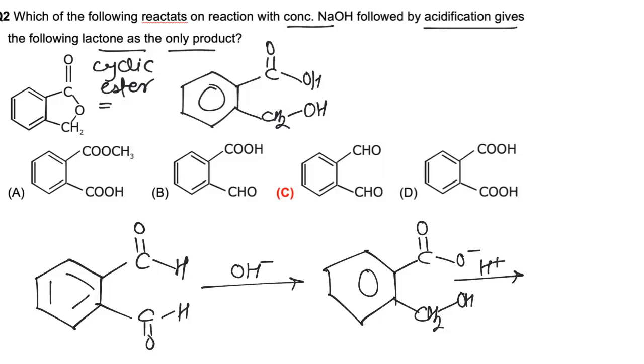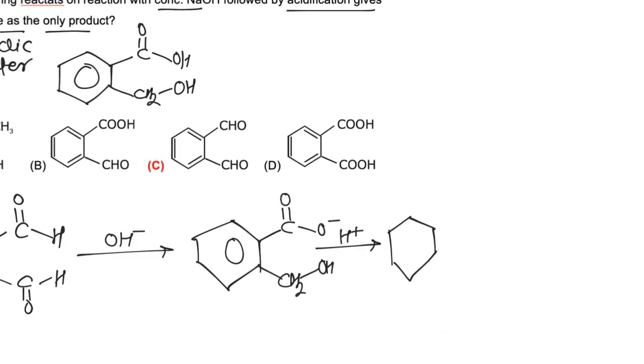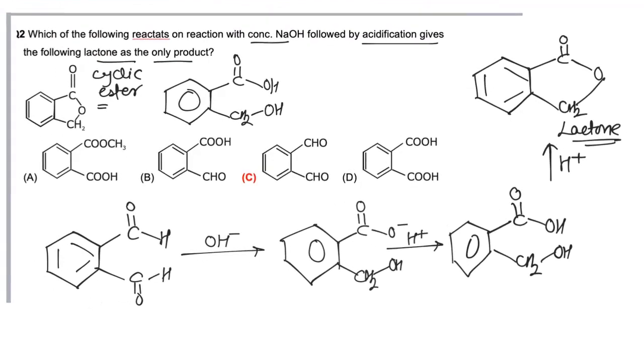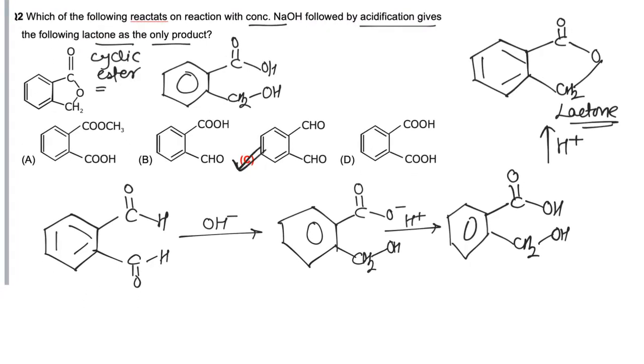On acidification, first the salt will neutralize to acid, and when the acid is formed, now this acid on heating in acidic medium will finally be converted to a cyclic ester. So this is the cyclic ester form. Now this is a cyclic ester, which is also called a lactone. So the correct answer is C.